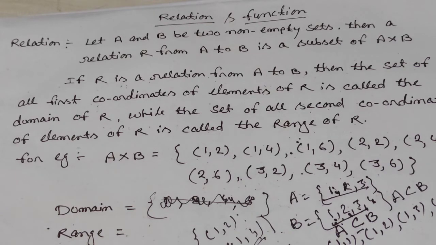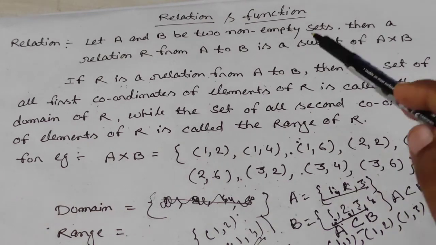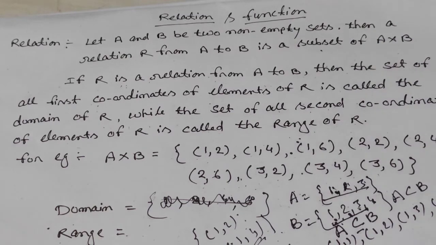So let's start our class. What is relation? Here we can see the definition of relation: let A and B be two non-empty sets, then a relation R from A to B is a subset of A Cartesian product B. Two terms are very important to understand: one is subset, another is Cartesian product. How to find the Cartesian product I have discussed in earlier videos. If any student is having any problem, kindly see that video. And what is a subset? If every element of set A is also an element of set B, then we say that A is a subset of B.